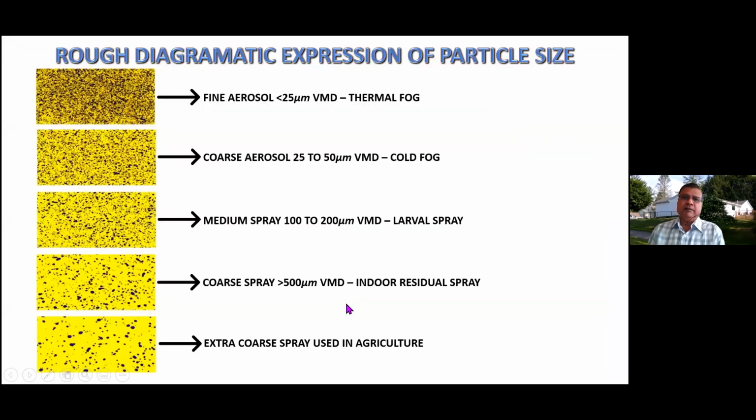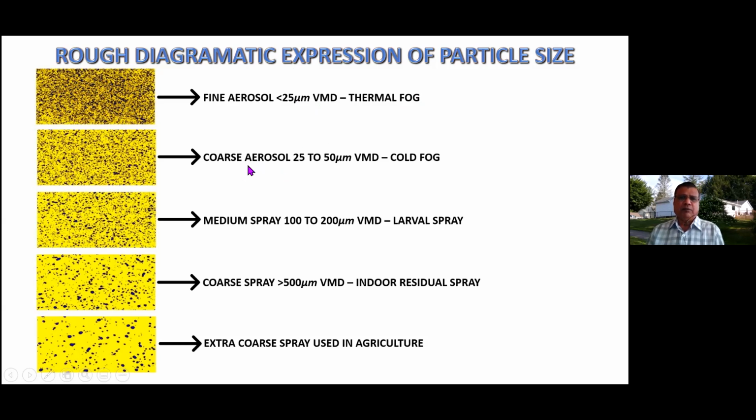So this is, as I was telling earlier regarding VMD and particle size, a rough diagrammatic expression of particle size. Fine aerosol, that is less than 25 micron VMD, is thermal fog. You can see so much of fine air. The mosquitoes or any insect cannot escape these particles.